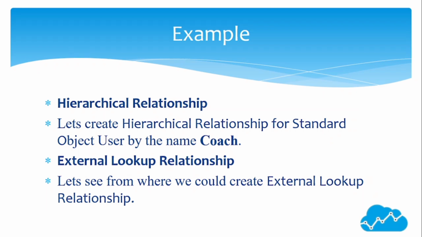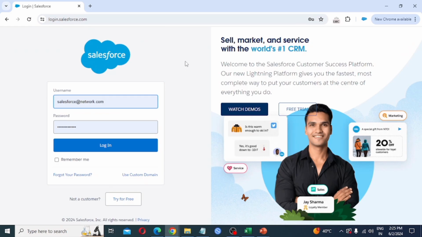An example for hierarchical relationship. Let's create a hierarchical relationship for a standard object user by the name coach. And for external lookup relationship, let's see from where we could create an external lookup relationship. So to do the practical, just log into salesforce.com by providing username and password. Hit the login button.